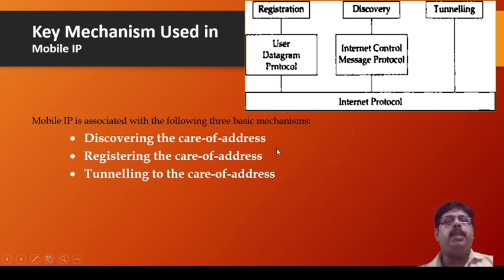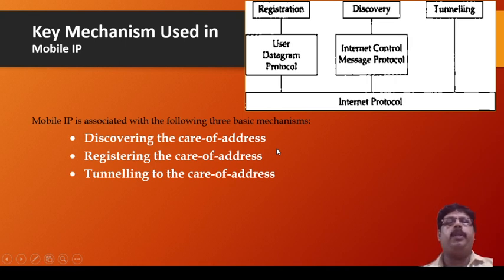The basic mechanisms used in the mobile IoT are discovering of care of address, how the care of address is discovered. In the previous video we have discussed packet delivery, how this is done. Registering the care of addresses, how the care of address registration is done. And tunneling means sending the packets over the network to the care of address. How this is done we will discuss.